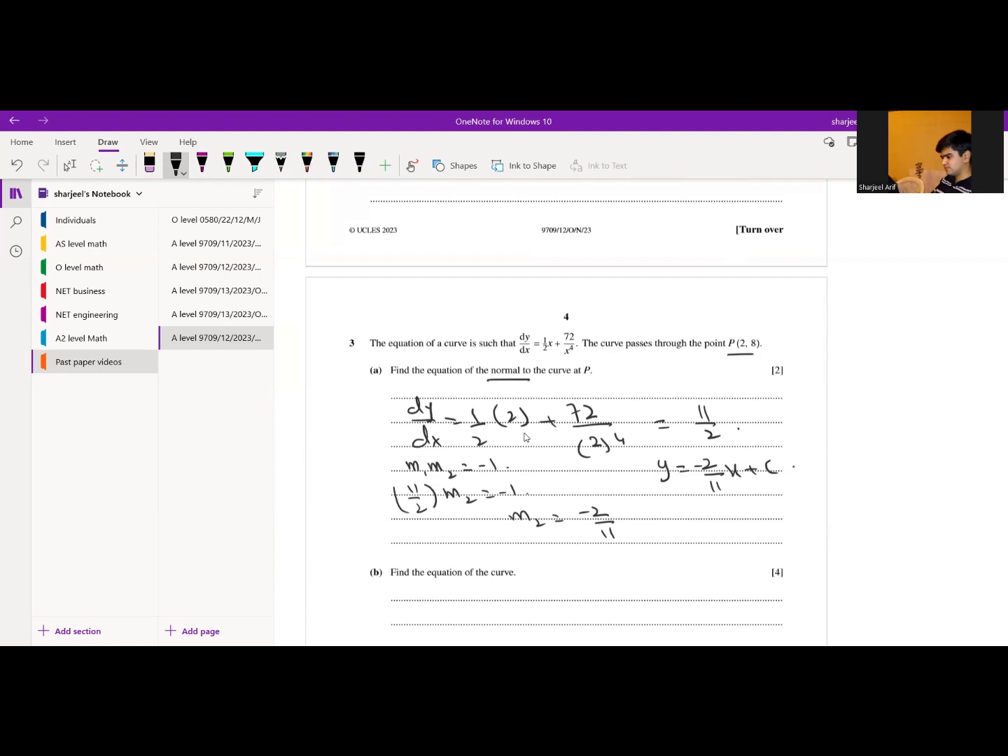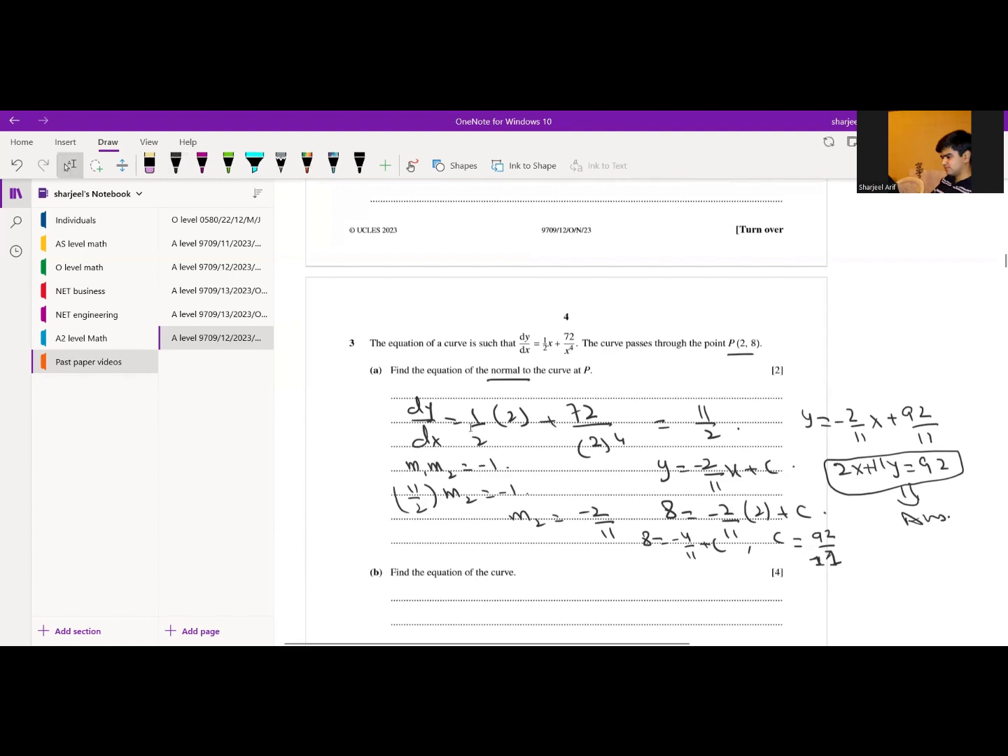We will substitute 2 and 8 in it to get 8 equal to minus 4 by 11 plus c, and c will be equal to 92 by 11. So our equation will become y equals minus 2 over 11 x plus 92 by 11, and simplify to get 2x plus 11y equal to 92. This will be our answer, the equation of the normal.